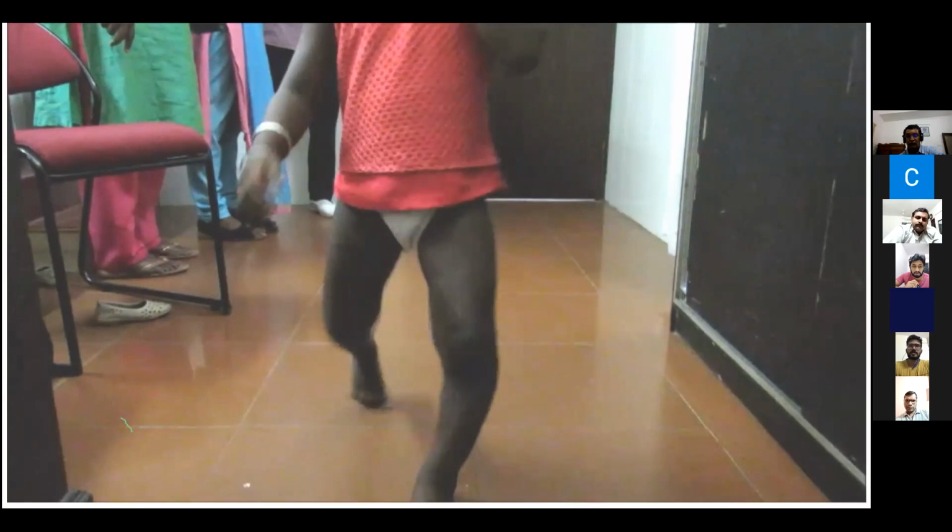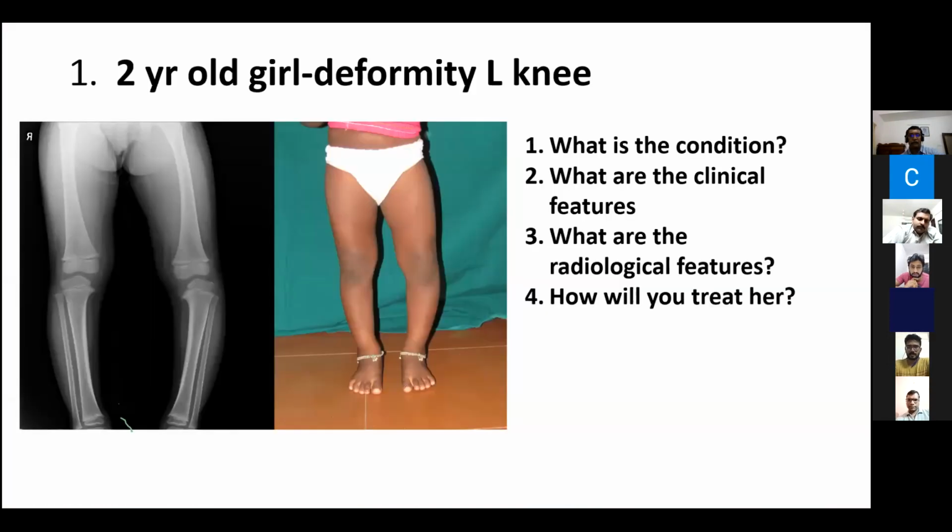Now, what are the radiological features of Blount's? Radiological, we have to calculate the Drennan's angle, sir. No, I mean, okay, fine, but suddenly they give you an X-ray. Identify all the radiological features. You may not have time for calculating all the angles.